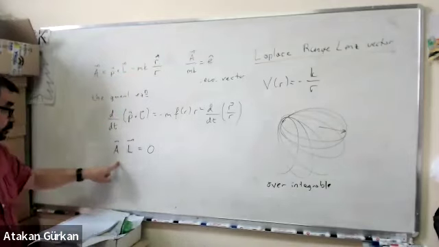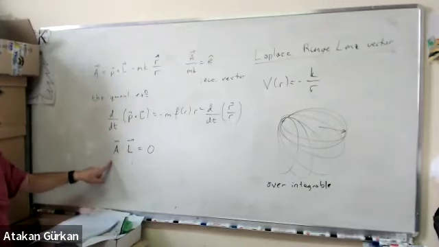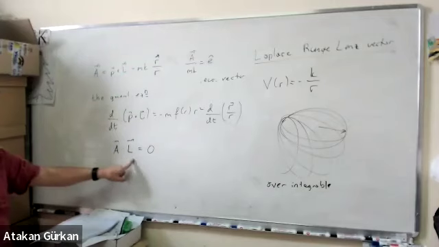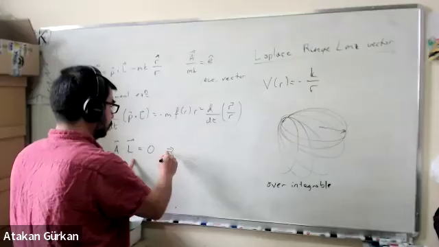What does this mean? I have the dot product of two vectors to be 0. Well, this also must be perpendicular to L. So A lies in the orbital plane.